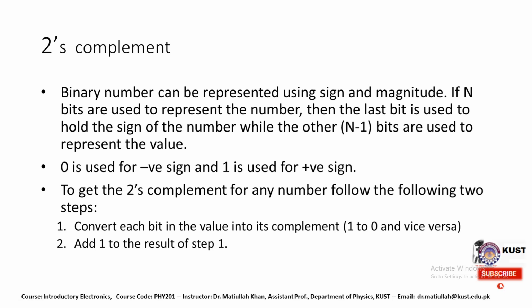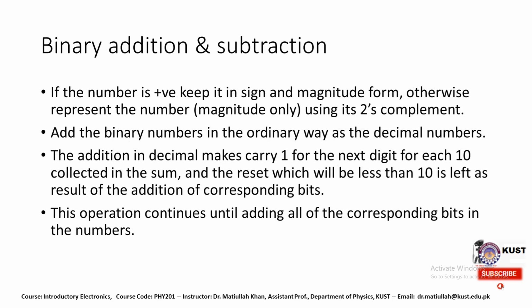So to get the 2's complement for any number, follow these 2 steps. The first step is to convert each bit in the value into its complement, that is 1 to 0 and vice versa, and similarly add 1 to the right side, and then finally move towards the value. So we have binary addition and subtraction as well.